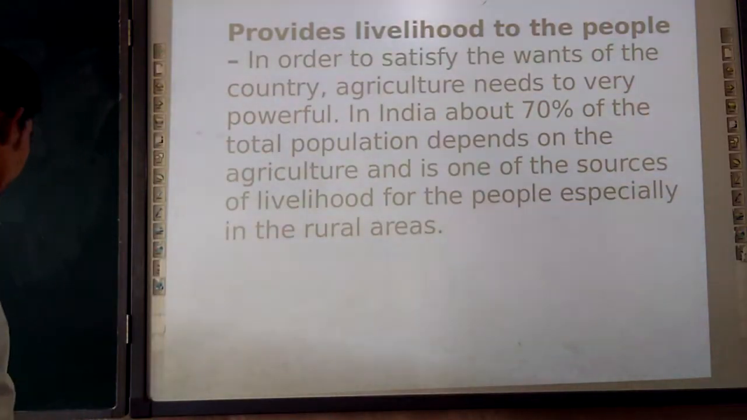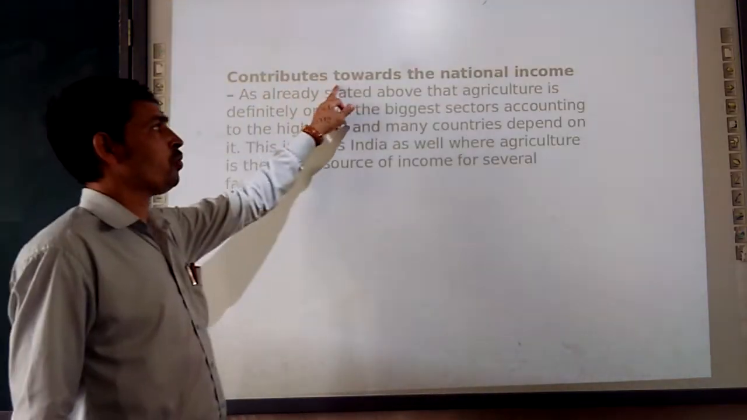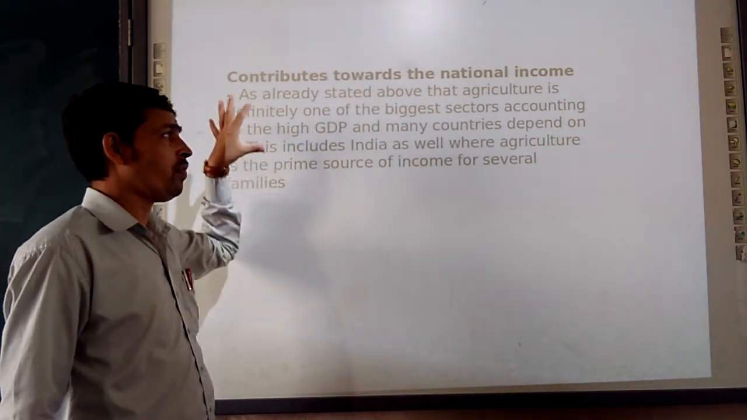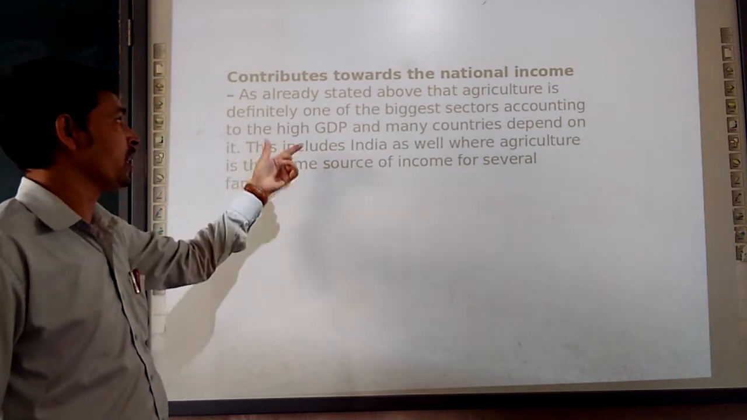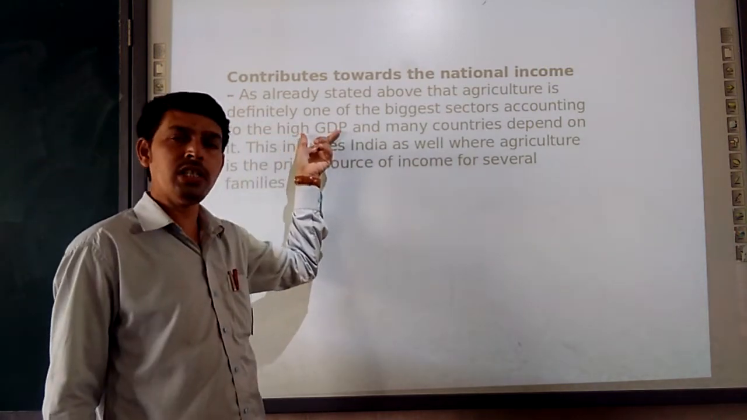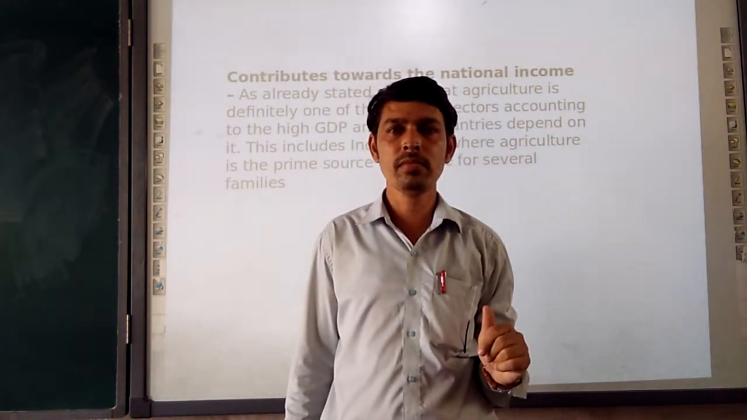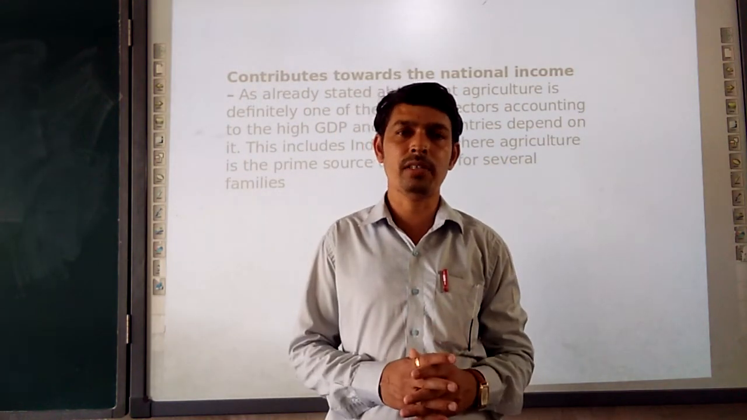Next, contributes towards the national income. So finally, agriculture, the farming, is contributing, boosting the GDP. What is GDP? Gross domestic product. What is gross domestic product?